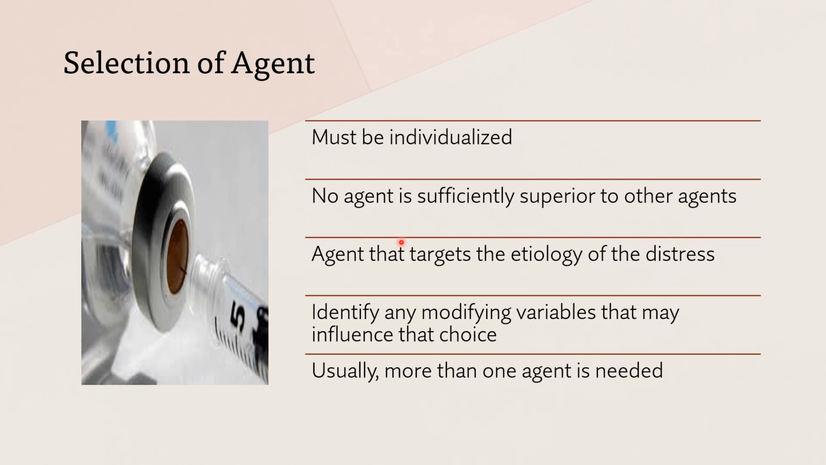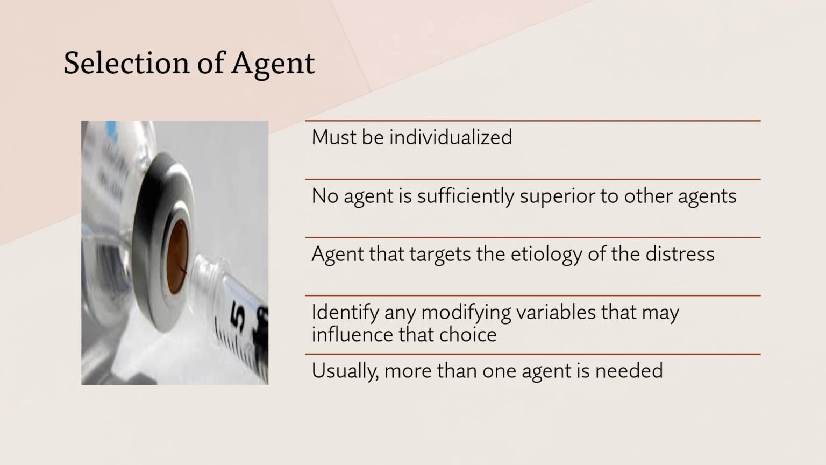Select an agent that targets the etiology of the distress, meaning the cause of distress, whether it is anxiety, pain, delirium, or a combination of these. Identify any modifying variables that may influence the choice, like pharmacological and non-pharmacological factors such as potential interaction with other drugs and the clinical status of the patient. In most cases, more than one agent is needed, mainly an anxiolytic, sedative and analgesic combination. Administer the agent with a set target in mind.